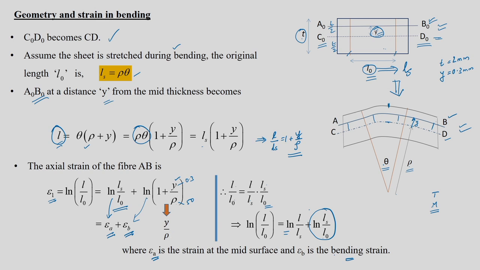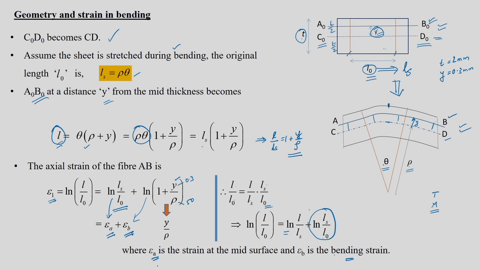Or you can expand this, it is a series expansion of ln of 1 plus y by rho, and maybe you can take the first term only, which can be approximated to y by rho. So, you can say the axial strain epsilon 1 is epsilon A plus epsilon B, where epsilon A is given by ln of Ls by L naught, which will give you the strain in the mid surface, and epsilon B is nothing but y by rho.